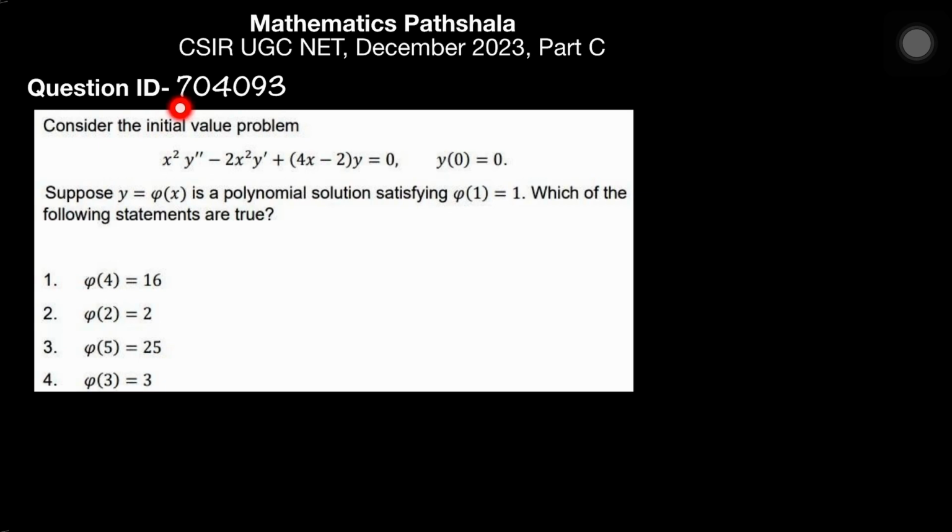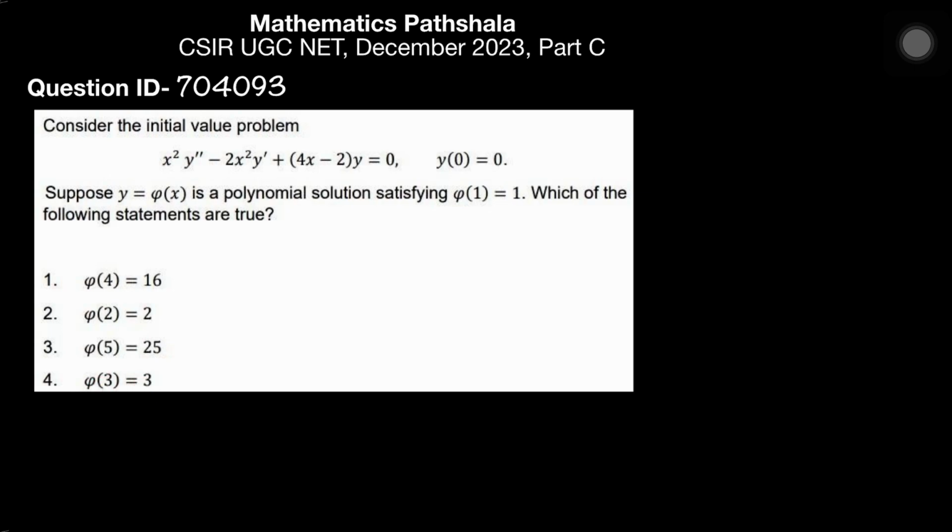This is Norris. Today I'll discuss this problem which came in CSIR UGC NET December 2023 in Part C. Let's see the question. Consider the initial value problem x square y double dash minus 2x square y dash plus 4x minus 2 into y equal to 0 with initial condition y(0) equal to 0. Suppose y equal to φ(x) is a polynomial solution satisfying φ(1) equal to 1. Then we have to find which of the following statements are true.